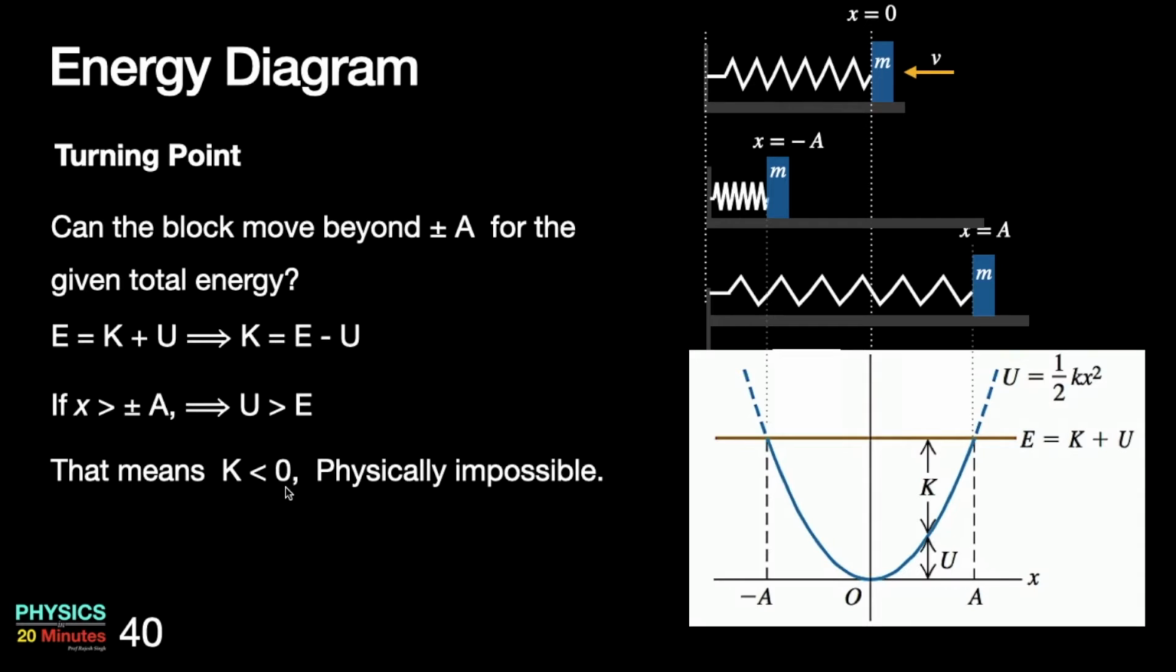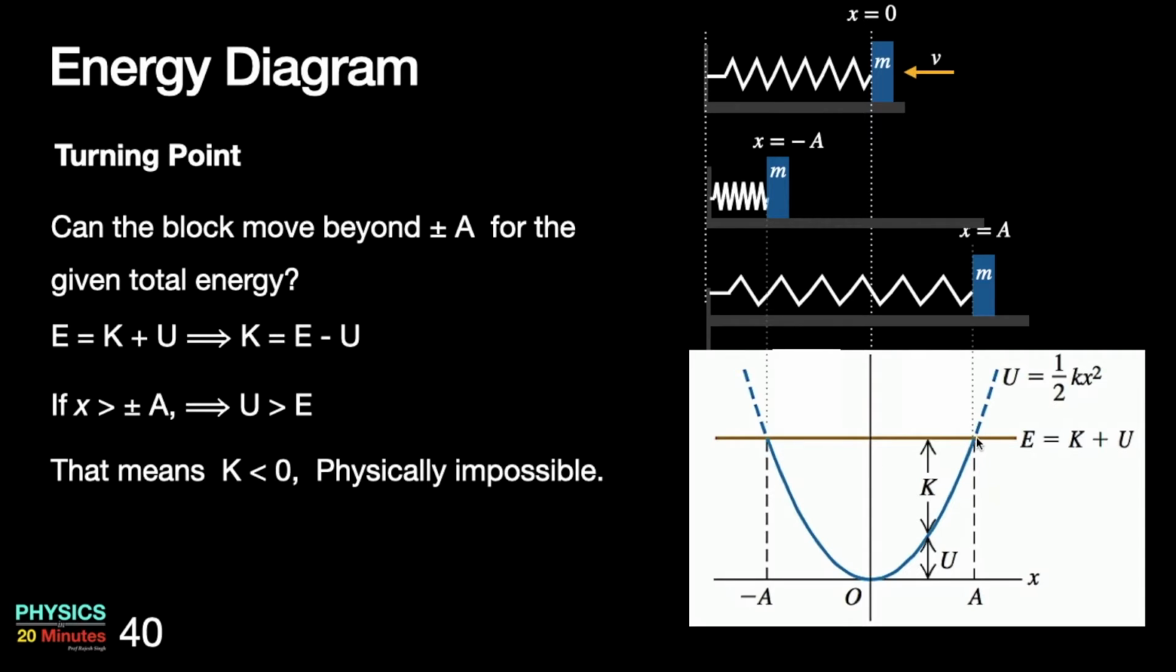Negative kinetic energy is not possible. Now physically kinetic energy is half mv square, mass is positive, and v square is a square term. It can never be negative. So it is always a positive quantity. So negative kinetic energy means something which is physically impossible. So it will not happen.